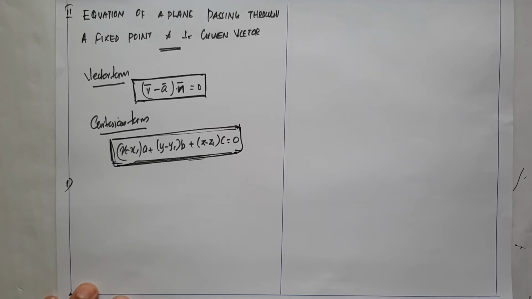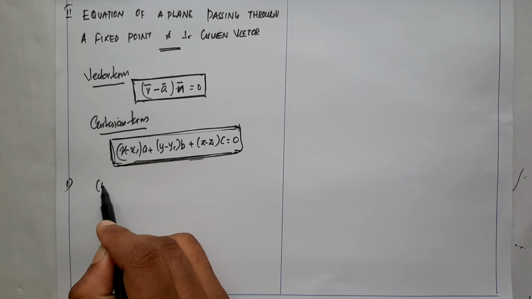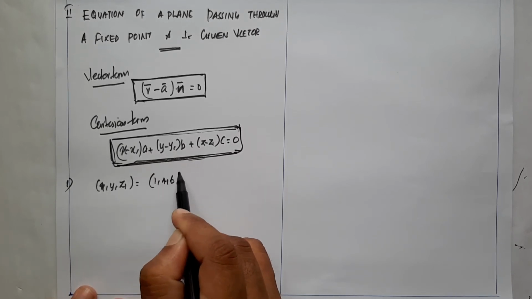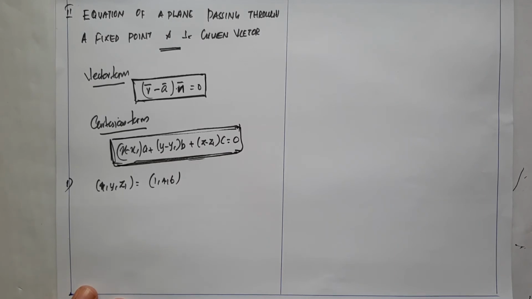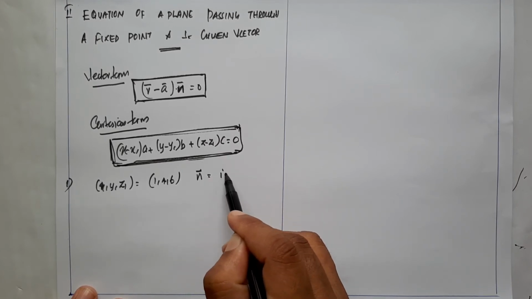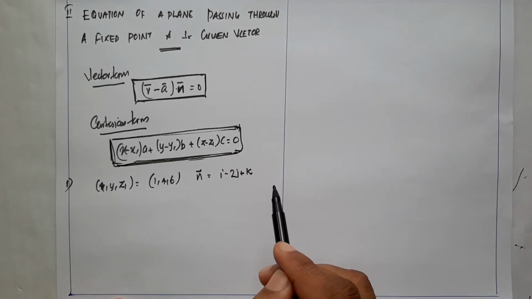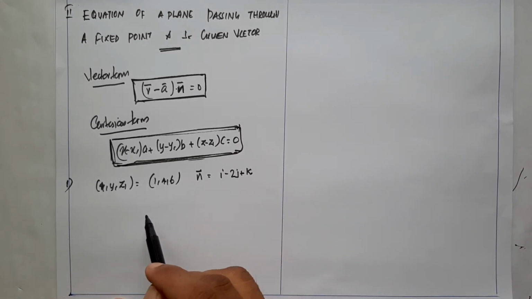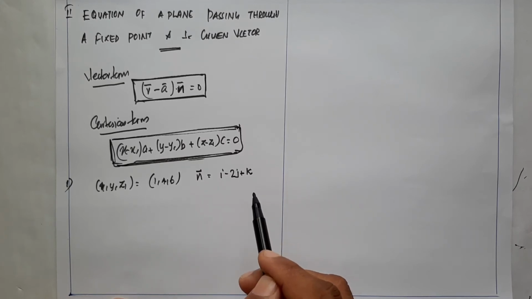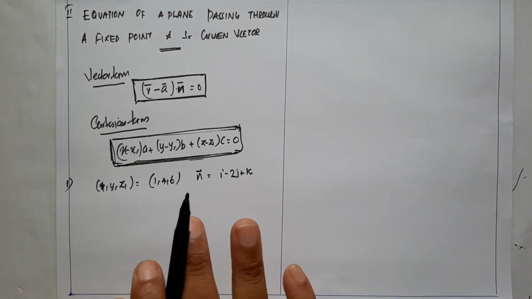Find the equation of a plane passing through the point 1, 4, 6. That is x1, y1, z1 is already given as 1, 4, 6. And normal to the vector is vector n, already given, i minus 2j plus k. Equation means we find the Cartesian form.